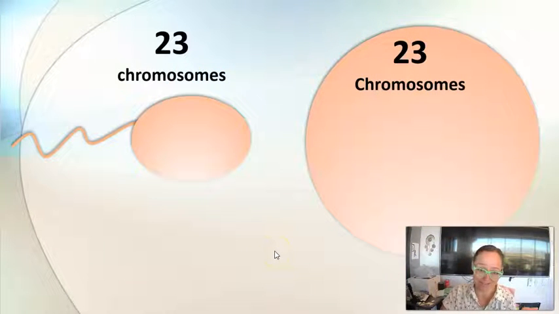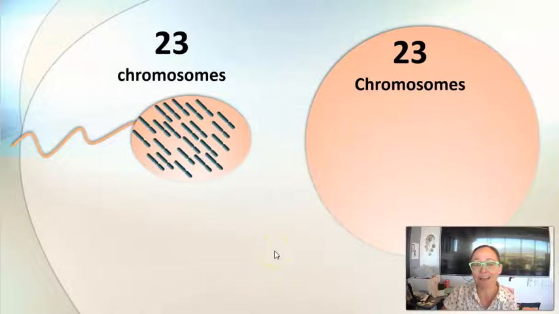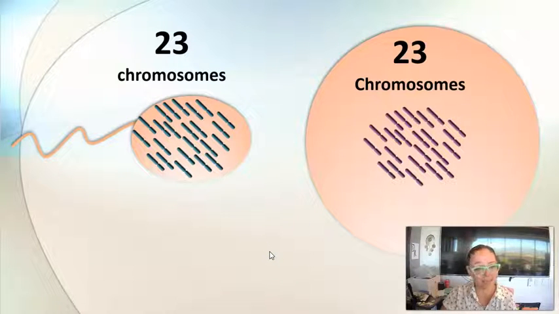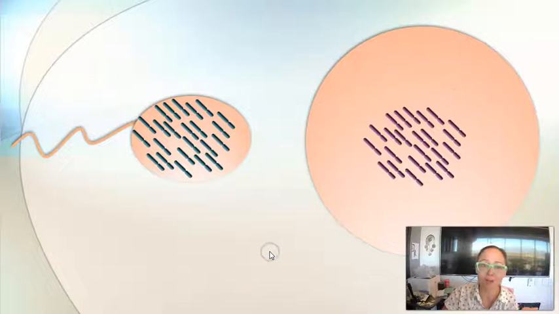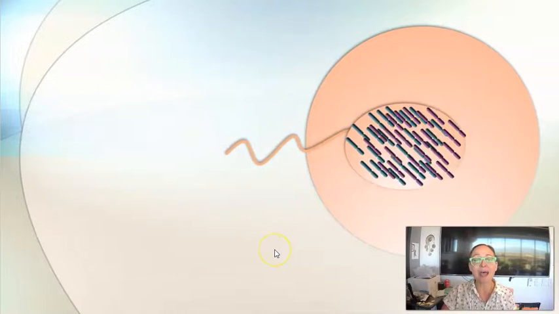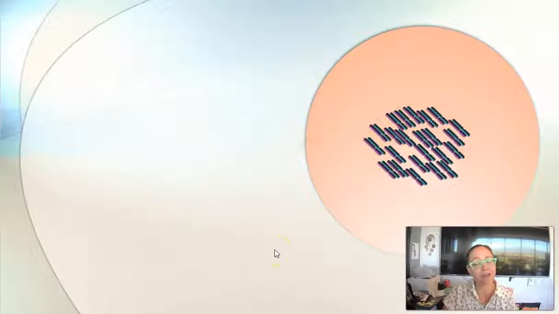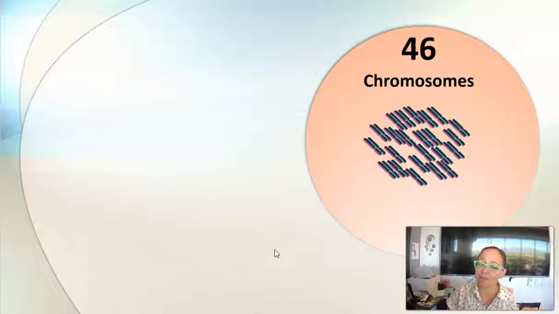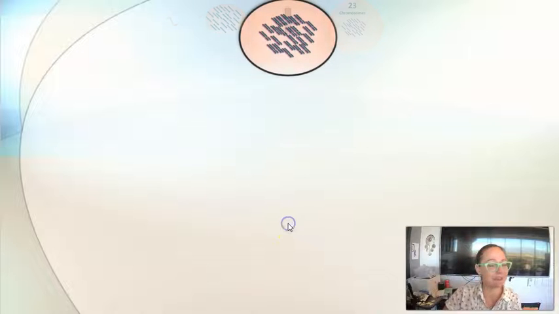We have gametes, a sperm and an egg, and we find 23 chromosomes in a sperm and 23 chromosomes in an egg. When the sperm fertilizes the egg, we now have 2 of every kind of chromosome, and now we have our 46. This fertilized egg is called a zygote. The zygote is really like the first cell that was us.